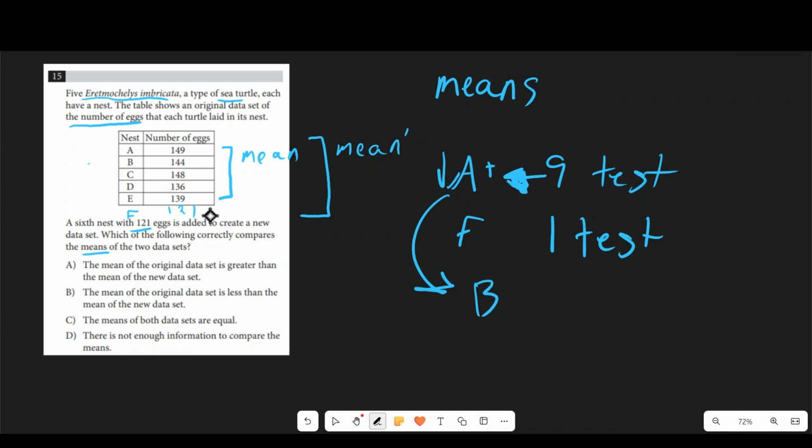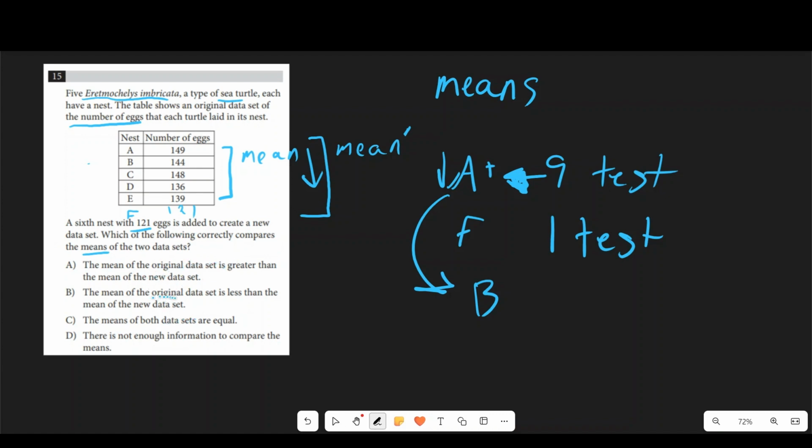So if we have a data point that is much less than the other data points, we know that this mean 1 right over here is going to be greater than mean prime, or our mean 2. So the mean of the original data set is going to be greater than the mean of the new data set with 121. Why? Because 121 is much less than the other data points, so it brings the average down. So let's go through our options and see which one follows that logic.